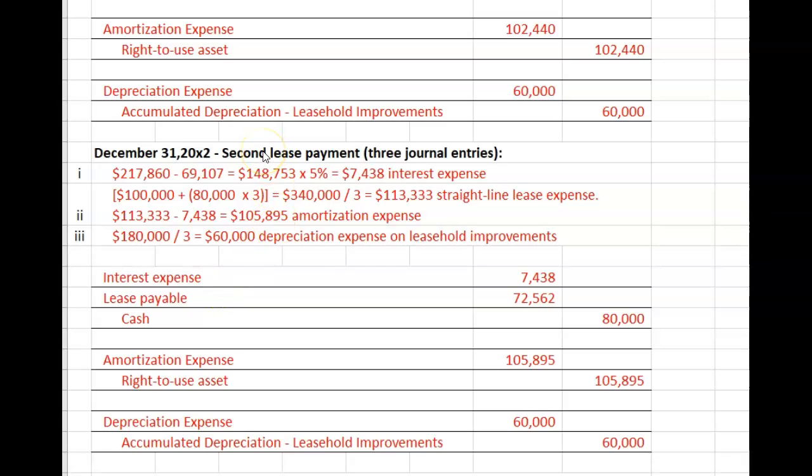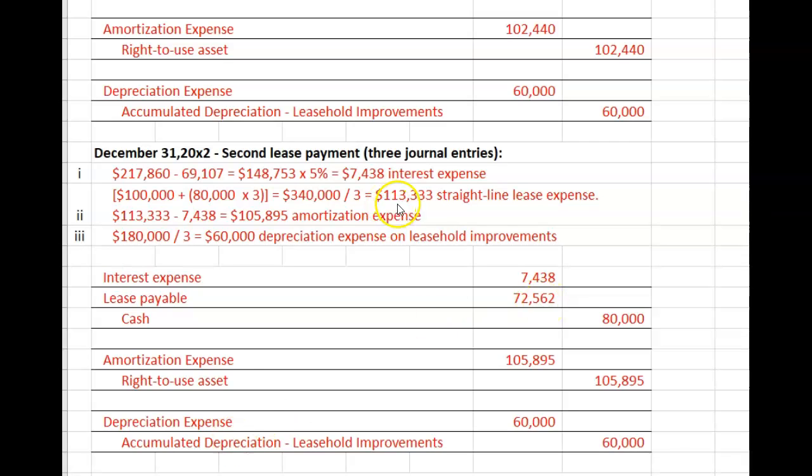So when the second lease payment is made, debit interest expense, $7,438, credit cash, $80,000, and the difference is a debit to lease payable, $72,562.